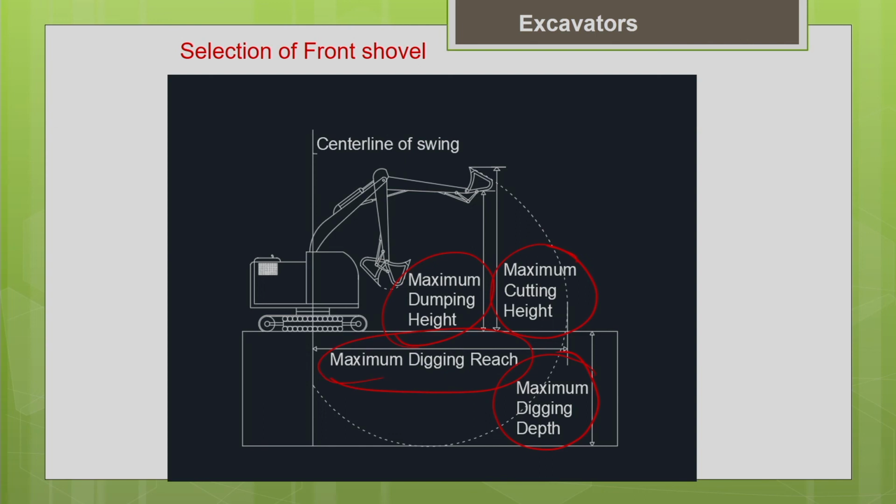So all this information I can get from the manufacturer. This depends upon the dimension of your shovel. So what is this digging reach? It is the distance between the center line of the swing. You know that the superstructure can have a 360-degree rotation about the slewing ring, which is fixed below it. So the distance between the center line of the swing to the end of the bucket is called the maximum digging reach.